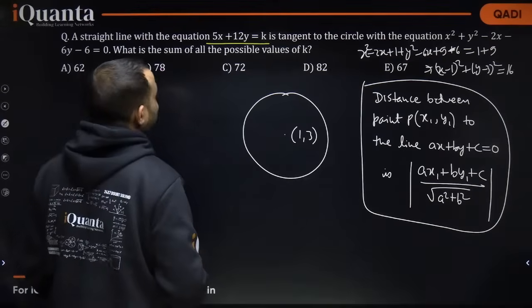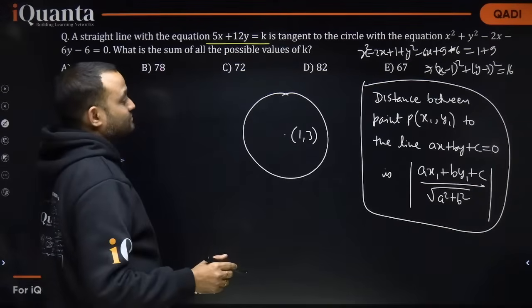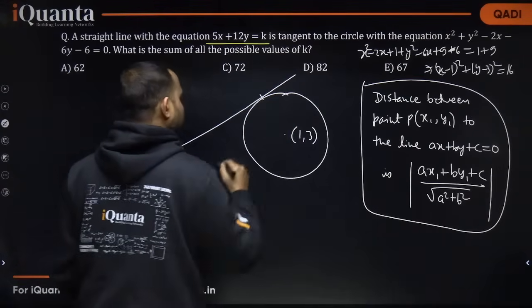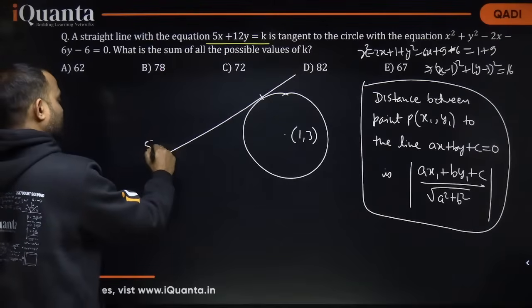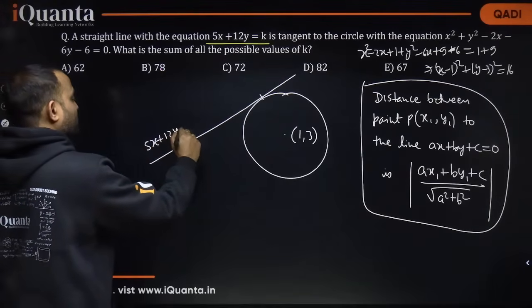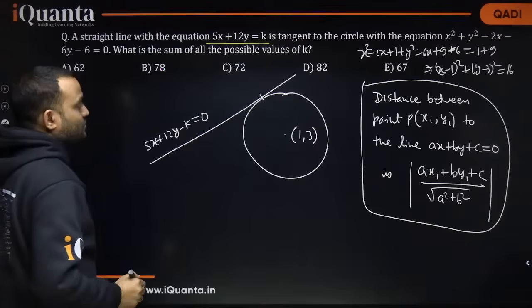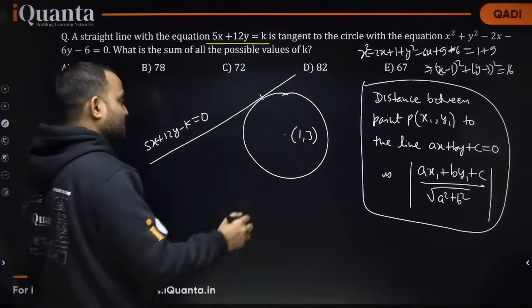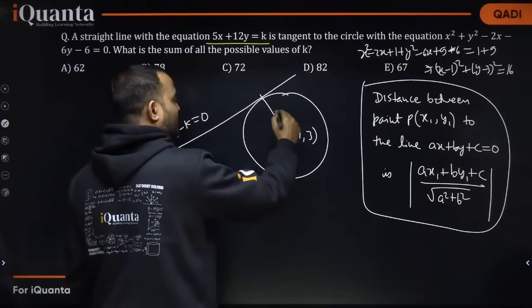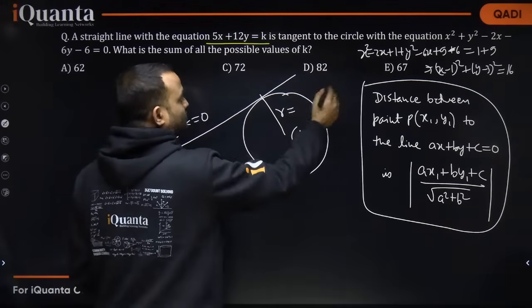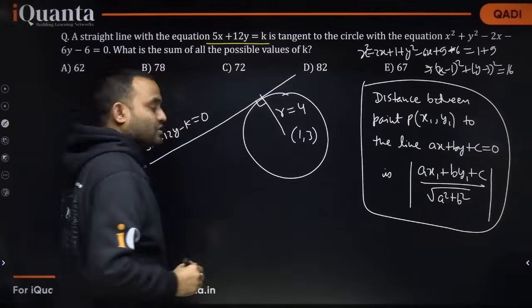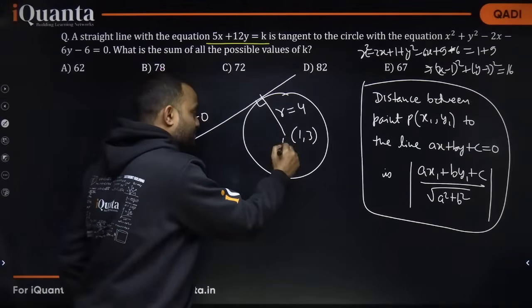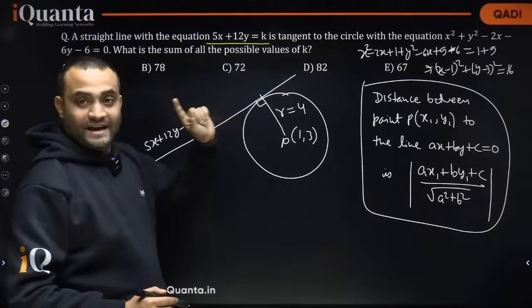Now it says this line is tangent to a circle. So this line is tangent to this circle. This line is 5x plus 12y minus k is equal to 0. Question is, what is the sum of all the possible values of k? So this will be the radius, and radius r is equal to 4, and this will be perpendicular to this. So we are going to use this. The distance between this point P to this line is 4.